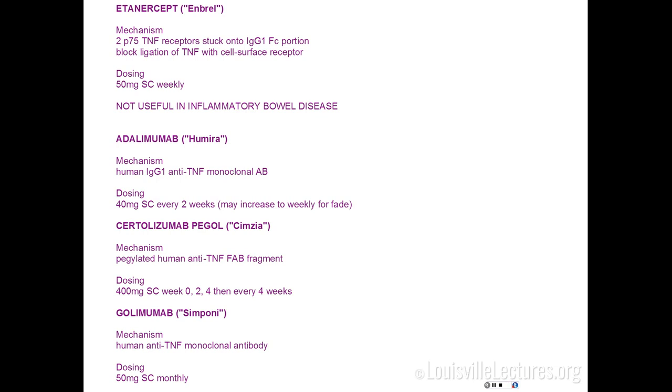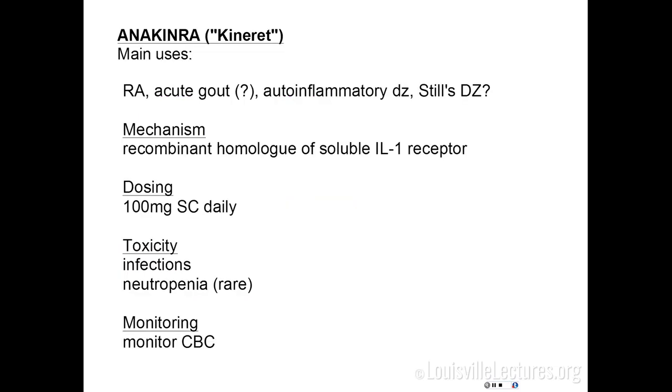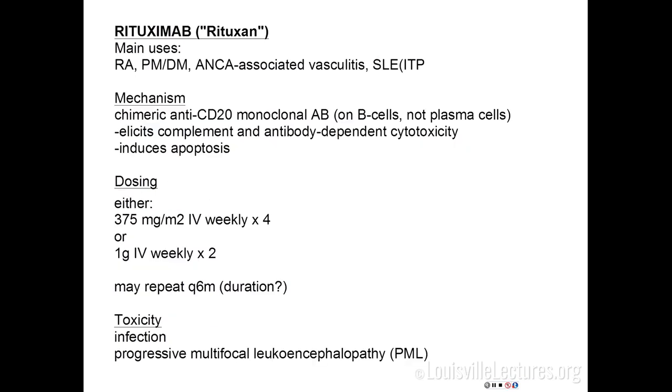All the others are humanized, and basically the only differences are how you dose them, IV versus sub-Q. Anakinra at this point is kind of an orphan drug. It was invented for RA, but doesn't work very well. It's an IL-1 inhibitor. It is used for autoinflammatory diseases like Still's disease. I've seen it used for familial Mediterranean fever. It's a daily injection, so you probably won't see Anakinra.